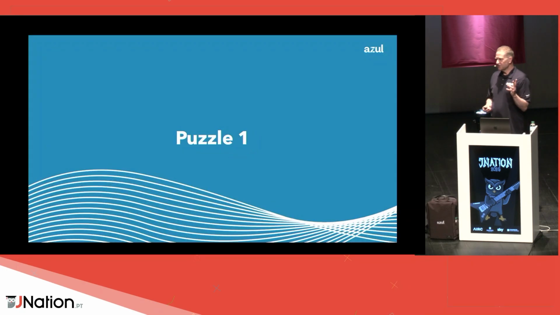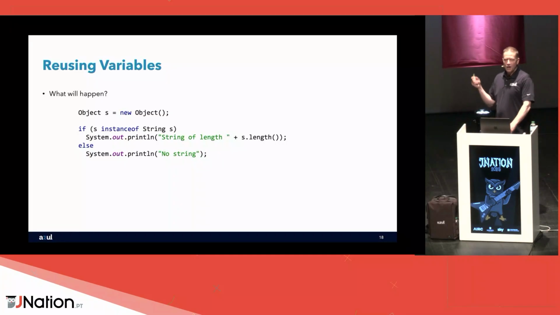Now, this brings us to my first puzzle, and this is where we get some audience participation. So in this puzzle section, we're going to ask you to vote. So show of hands as to what the result is. I have here some code. So I've created a new object reference and I've called it s. Then I've got if s instanceof String, that's my pattern predicate, but then I've also used s as my pattern variable. If I've got a string, I print out string of length. If I haven't got a string, I print out no string.